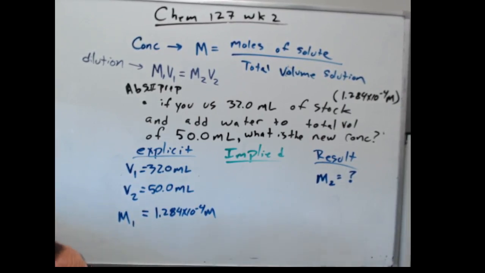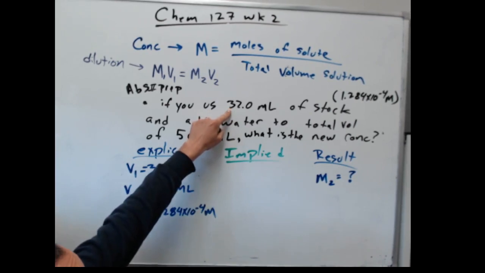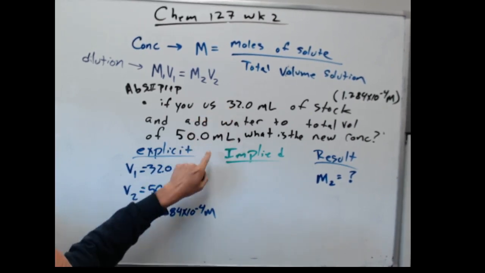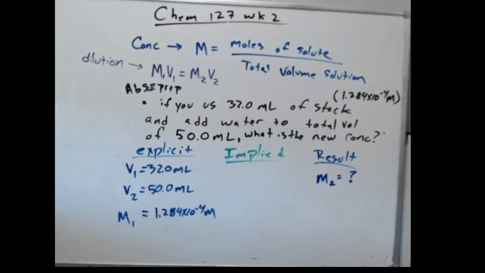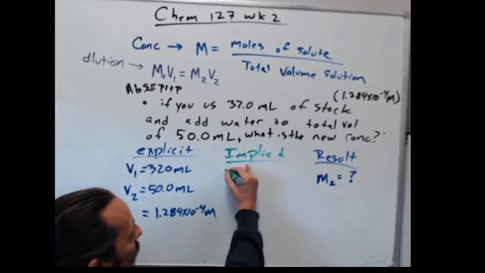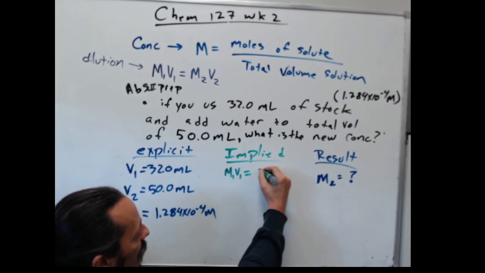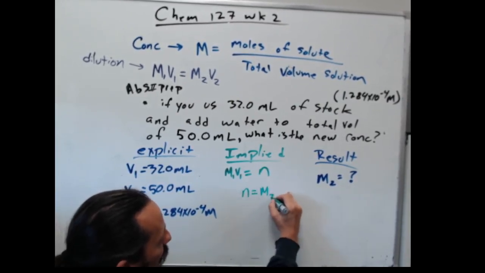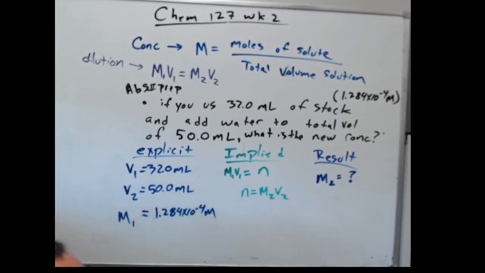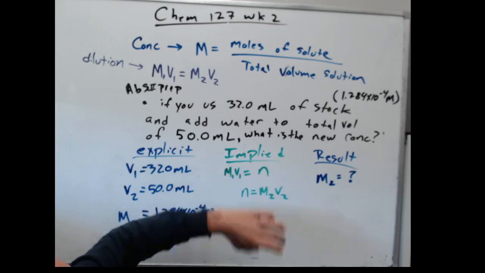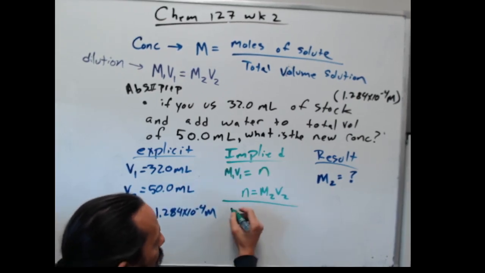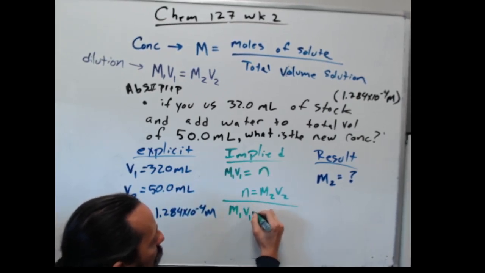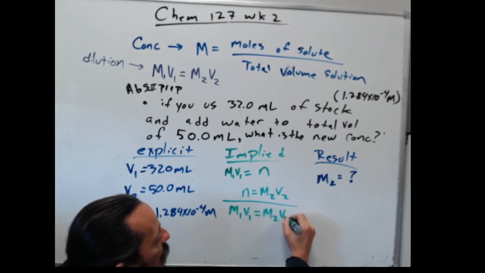Dilution, right? We've got some amount of solution. It's at 32 milliliters. We dump water on top of it till it gets to 50 milliliters. It's doing a dilution. So we're going to have this thing, M1V1 equals my number of moles. And then my number of moles also equals M2V2. Right? Because I'm only adding water. My number of moles is not going to change. That's going to be the same. So I can just say M1V1 equals M2V2.